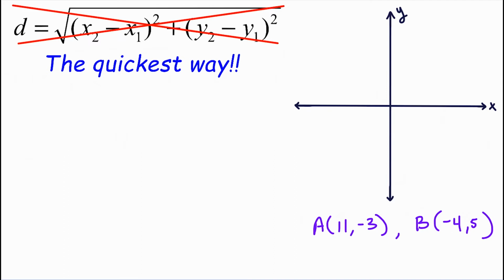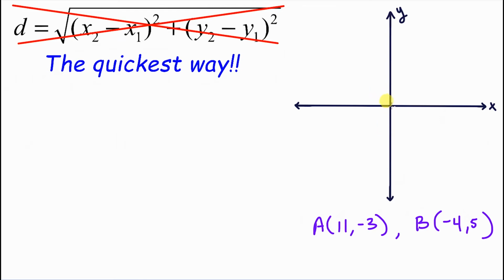So what I did was I just drew an X and a Y axis. I gave you 2 points, A and B, with some values. Now there's no grid on this, so it's difficult to just count out where 11, -3 would be and where -4, 5 would be. So I'm going to need to just freehand exactly, well not exactly, but approximately where I think these points will be.